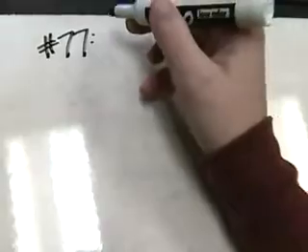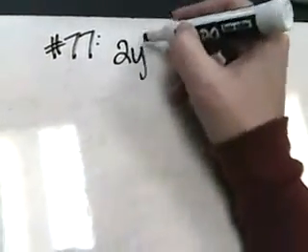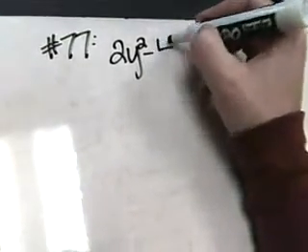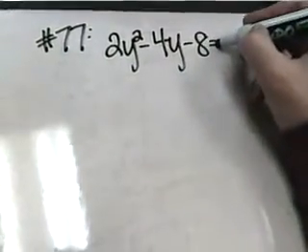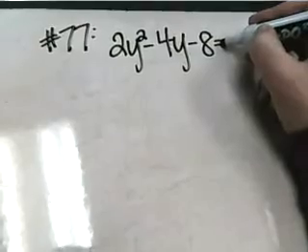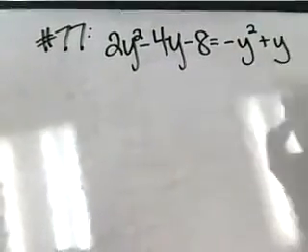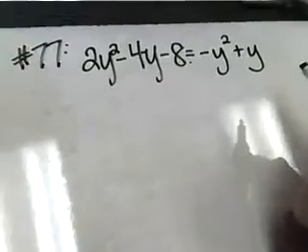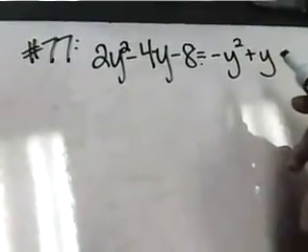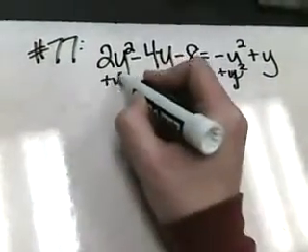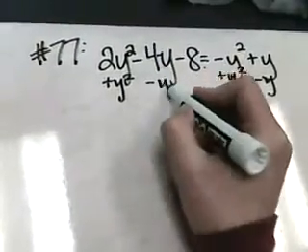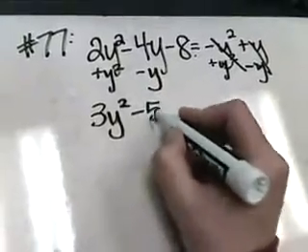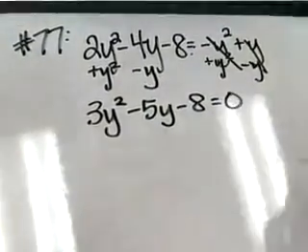77 gives me 2y squared minus 4y minus 8 equals negative y squared plus y. Okay, we know we have to solve because we have the equal sign, but we know it has to be set equal to 0. That means I need one side to be equal to 0. So let's move this guy over and this guy over. Notice I'm using inverse operations, so they cancel out. So then I have 3y squared minus 5y minus 8.